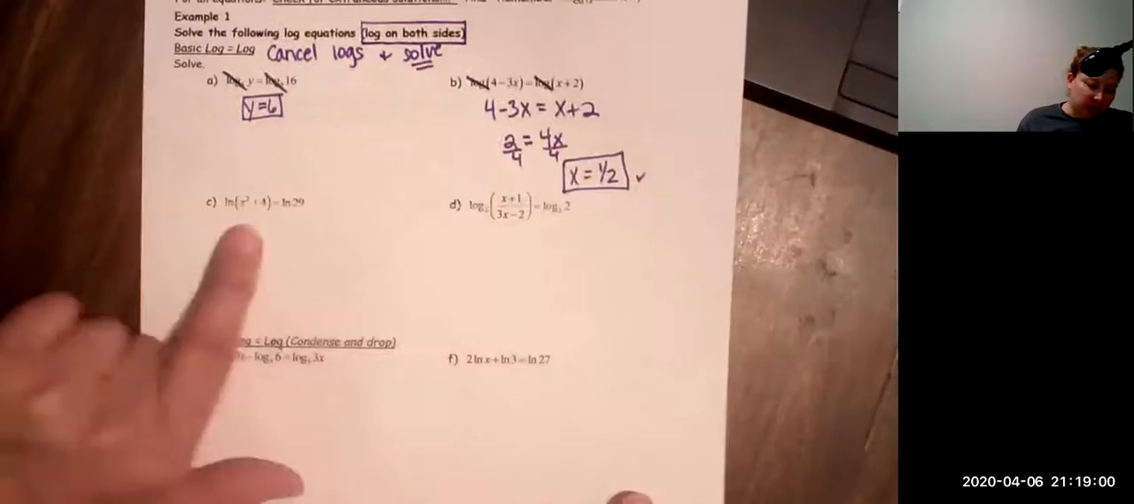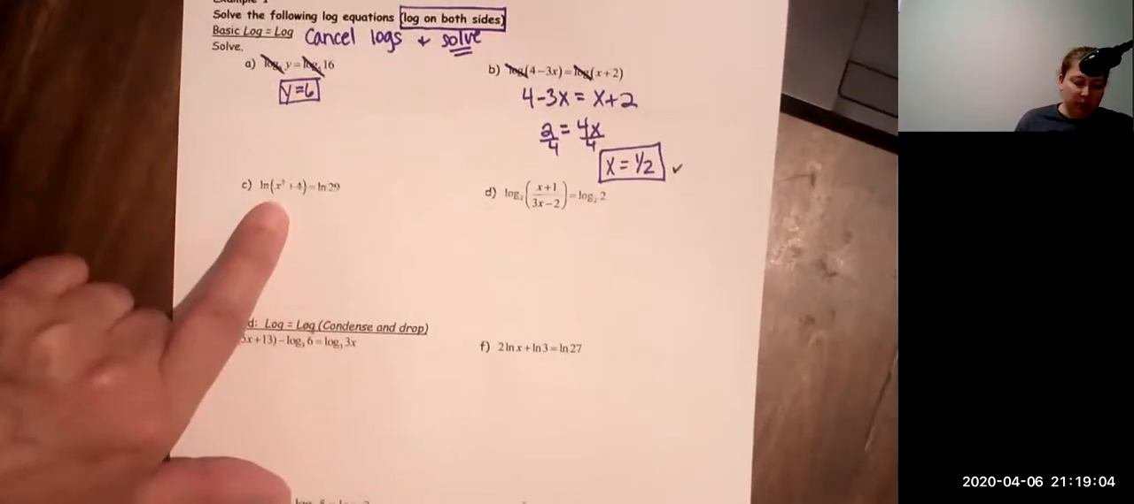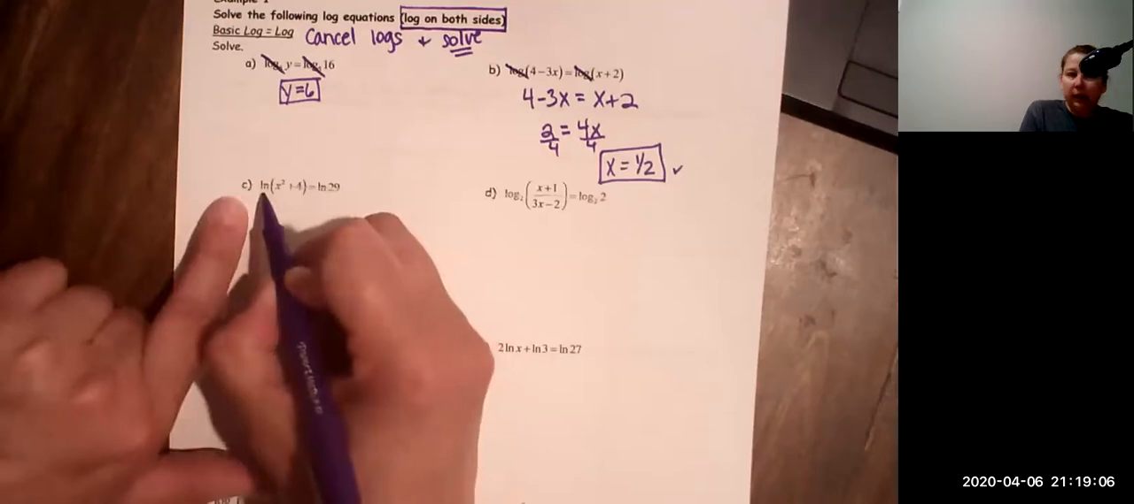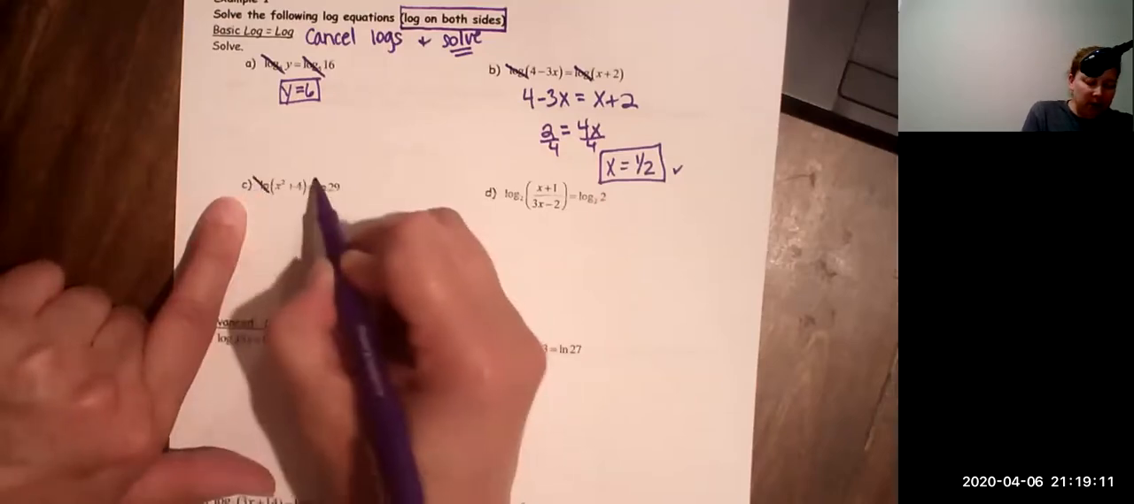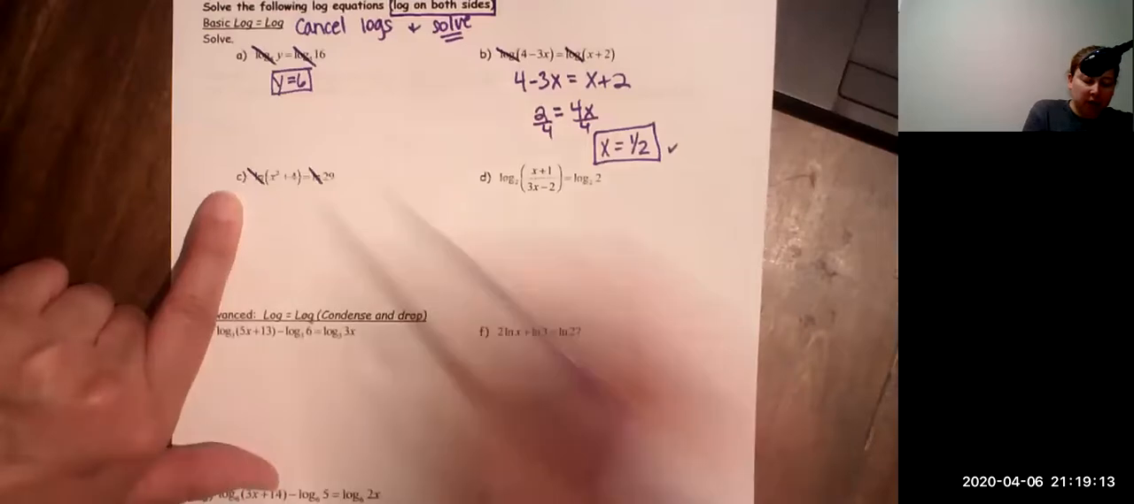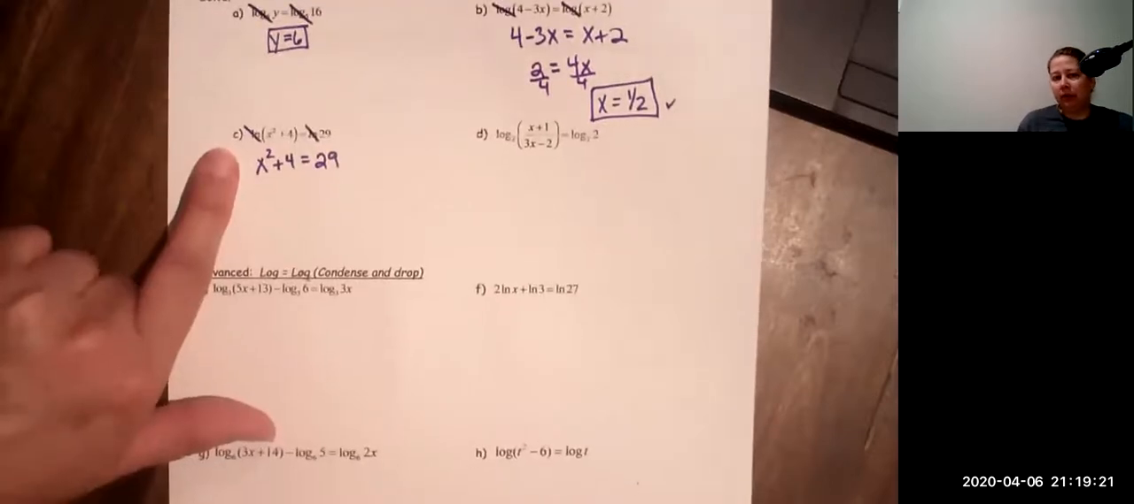All right, let's try this one. This says x squared plus 4 equals 29. Remember, ln and log, they're kind of interchangeable. They're not exactly the same, but they have the same properties. So we can cross them off because they're the same on both sides. So now we have this problem. x squared plus 4 equals 29. Now all we have to do is solve it.